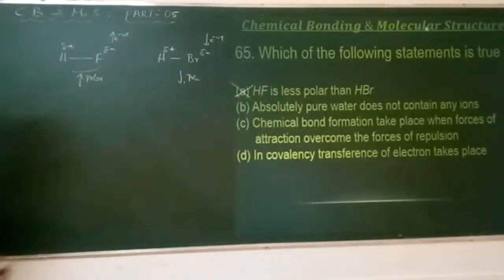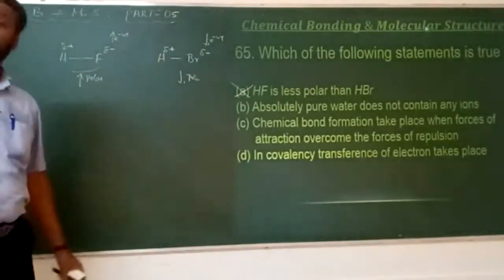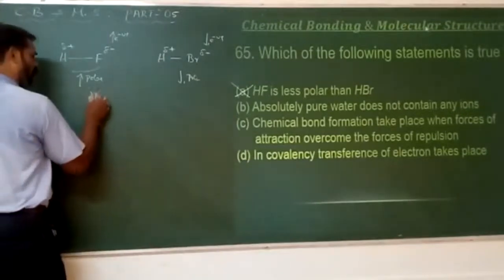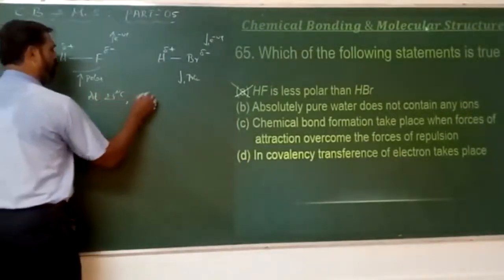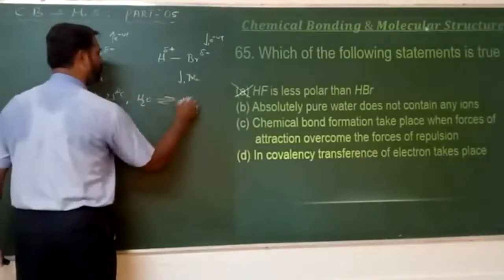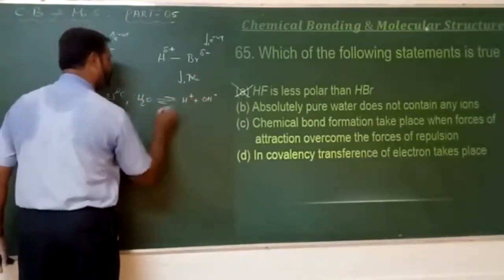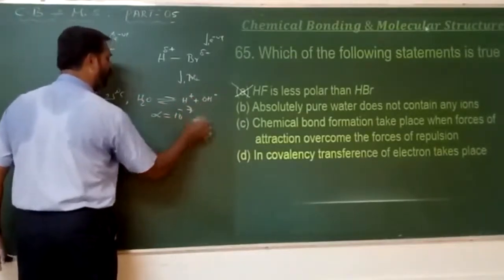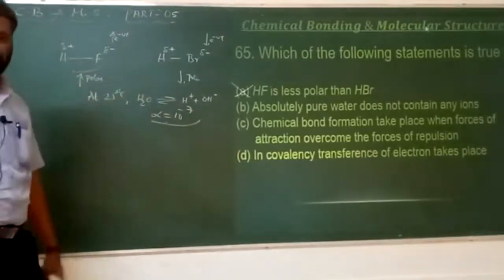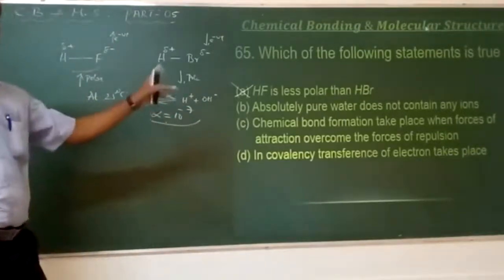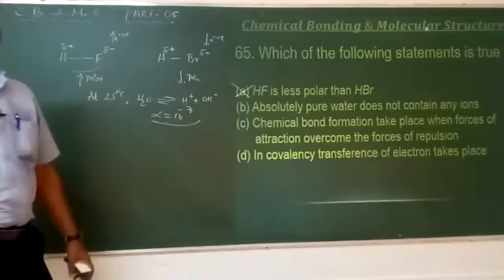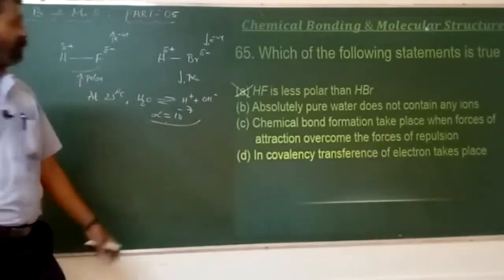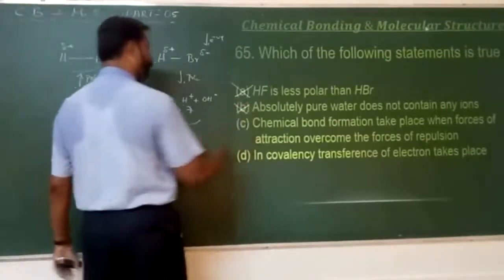Absolutely pure water doesn't contain any ions. Now we know that at 25 degrees Celsius, H2O gives rise to H plus and OH minus ions. Here alpha is 10 to the power of minus something. Even though it is less, no doubt, its degree of dissociation is less, but there is some presence of H plus and OH minus ions. Therefore, this is also wrong.